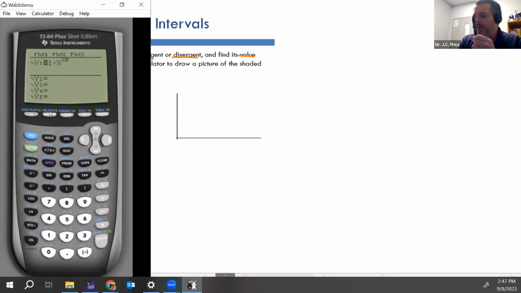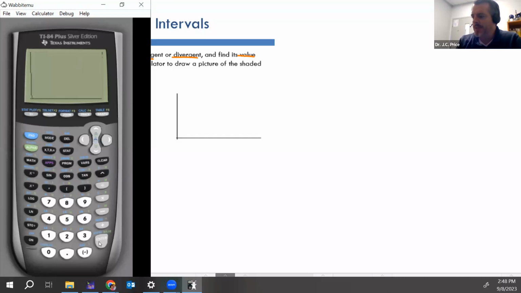So I'm going to make my window go from 1, and then maybe I'll go to like 100, just something that's kind of big. You can do 1,000 or 10,000, but 1 to 100 seems big enough. And then I'll zoom fit it. So hit zoom, and then find zoom fit, or hit 0. There's zoom fit, hit enter.